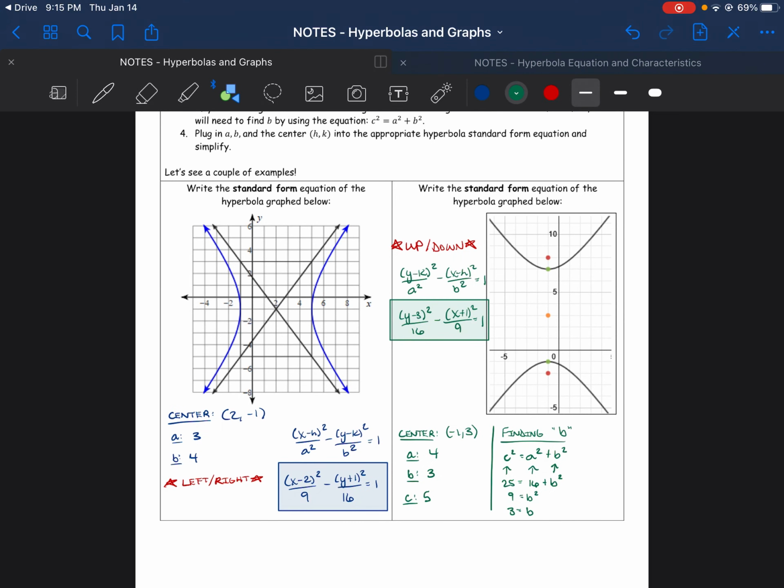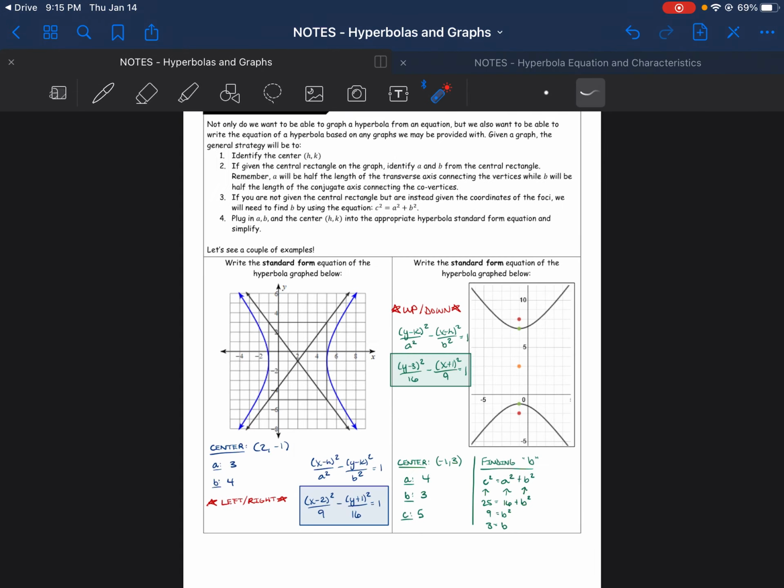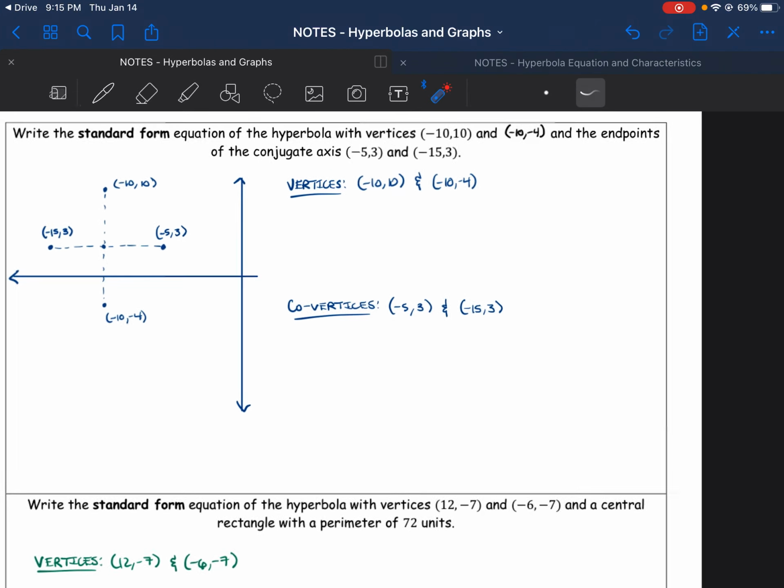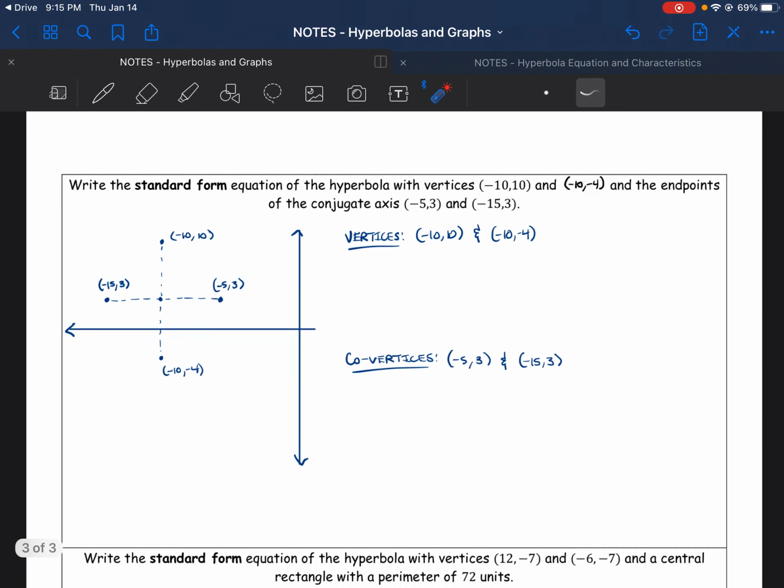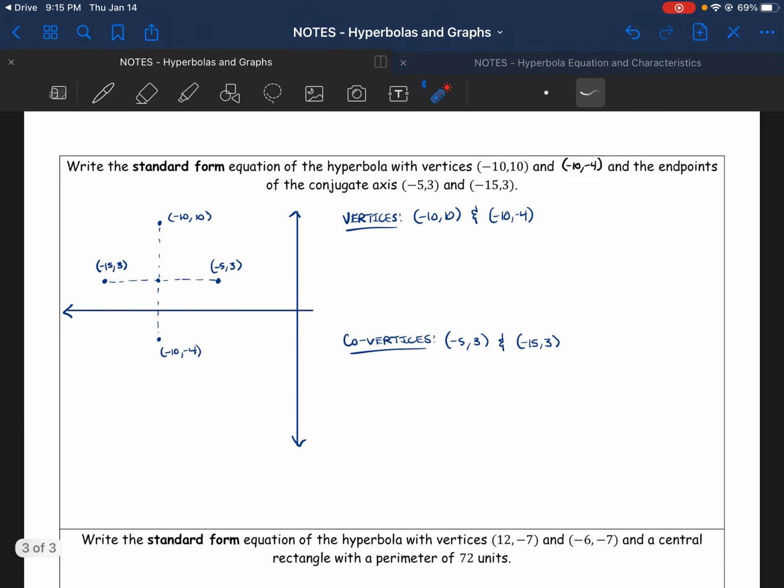All right, so we can see it's pretty straightforward. It's all going to boil down to, can you find the center? Can you find A? Can you find B? Do you know the direction of opening? Next, we're going to have a couple of problems where we're going to be given specific information, and we're going to try to write the standard form equation of the hyperbolas given that information.